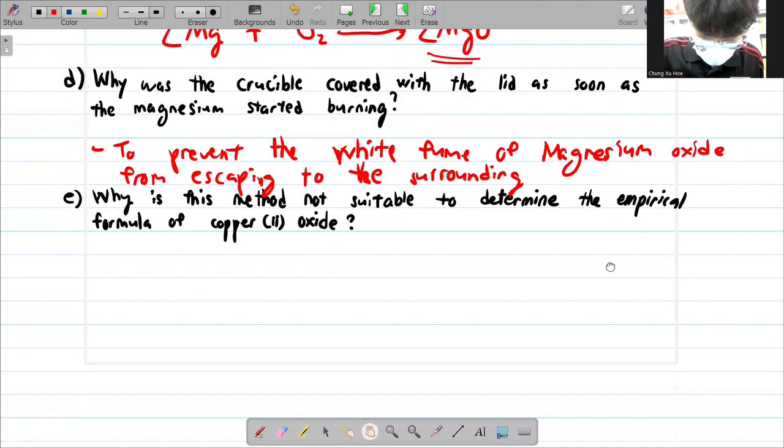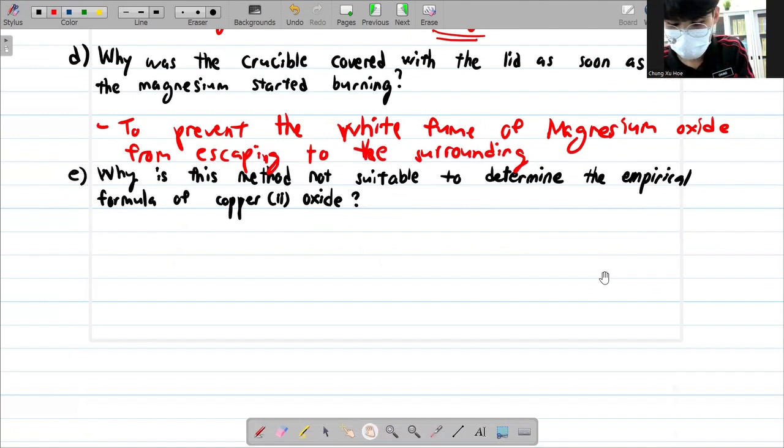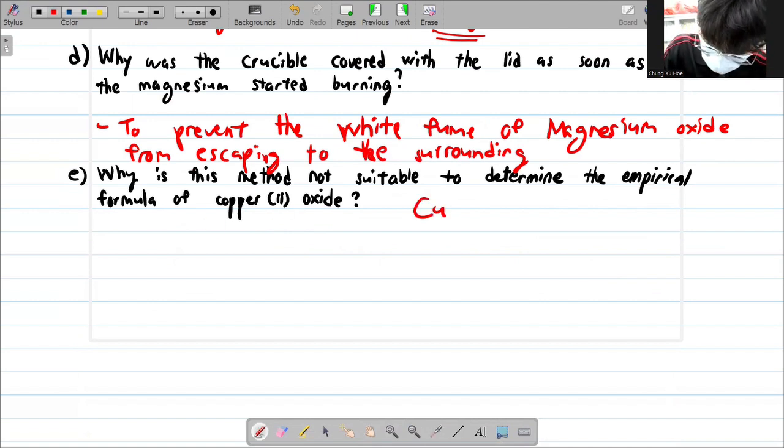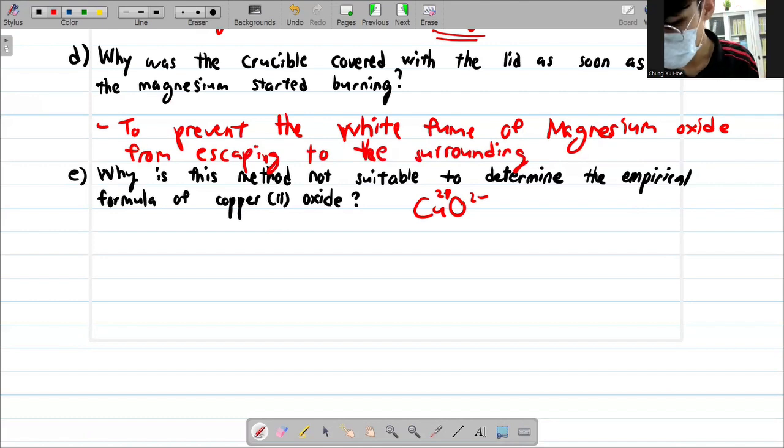Understand? Next, okay, this one. Why is the method not suitable to determine the empirical formula of copper(II) oxide? Copper means Cu, right? Now copper(II) oxide is CuO. Cu2+ and O2-, that's why you get neutral CuO. Okay, the reason is very simple, because copper compared to magnesium is much lower in our reactivity series. So if you refer back to the textbook, you realize that the location of magnesium is actually higher than copper in the reactivity series.